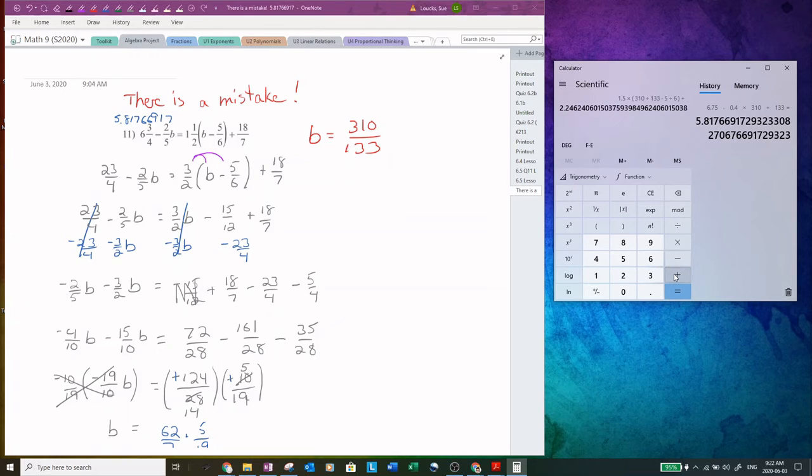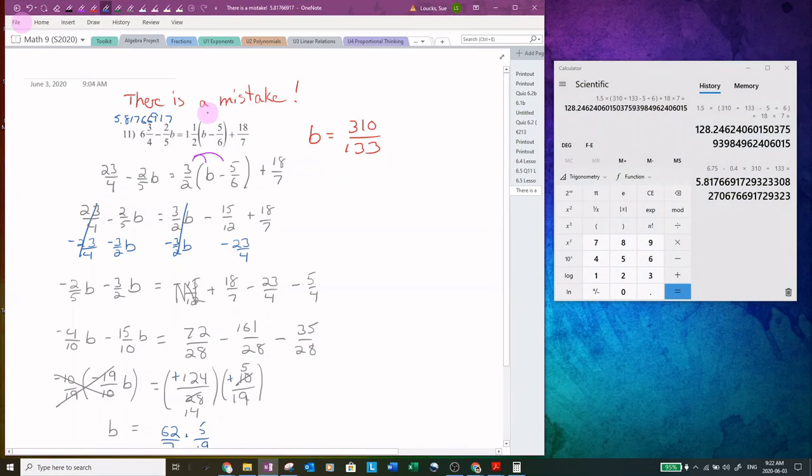And then plus 18 divided by 7 equals a wildly different answer, 128 something. 128.24624. Now, it's worth actually re-entering both of those numbers in your calculator, because it's really easy to make mistakes with the calculator, and that's an easier mistake to find than a mistake that I might have made in my big long calculation. So maybe do it again.